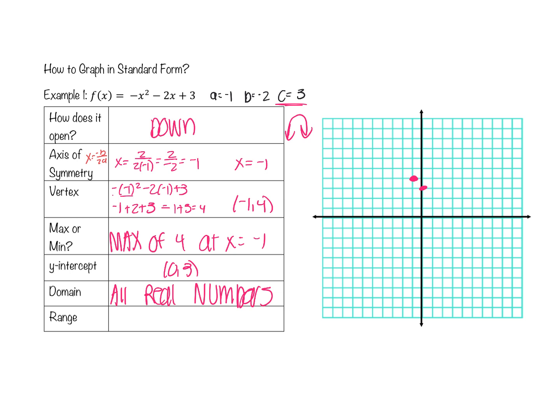And then my range, since it opens down, I know is going to be y is less than or equal to, since it's a maximum, whatever my maximum value is, which is 4. Okay, so now I have to figure out some other points.